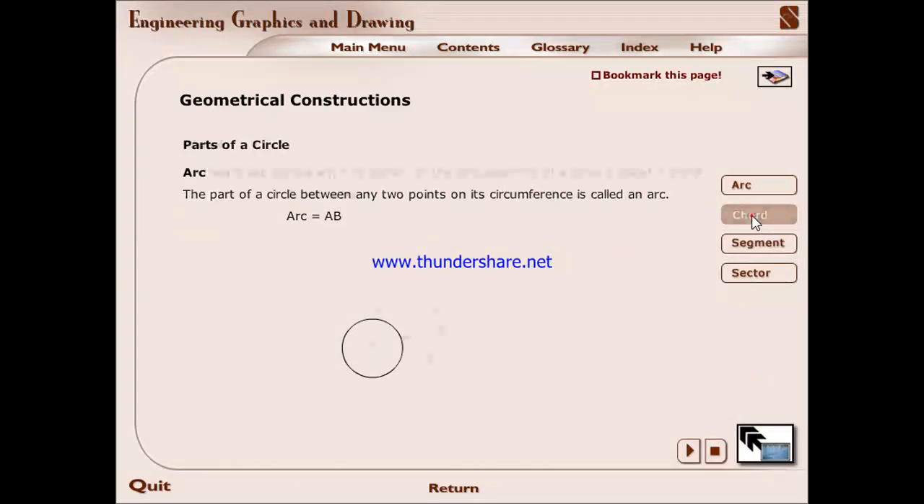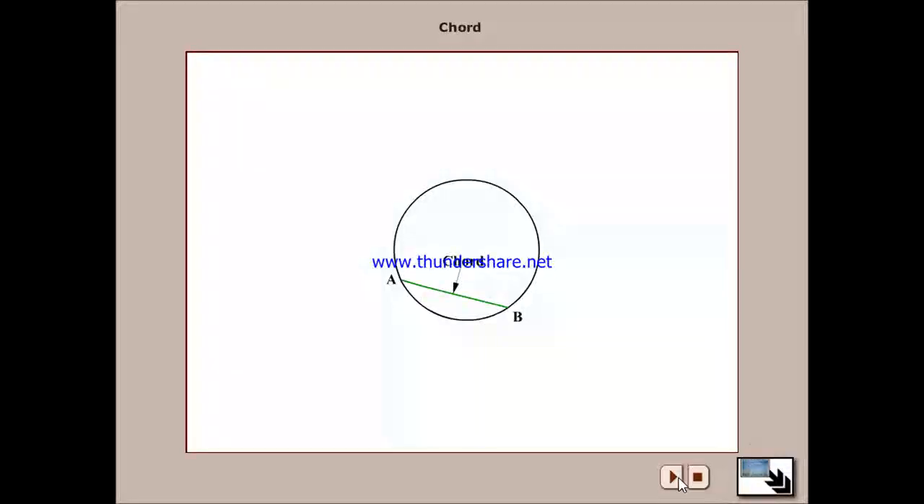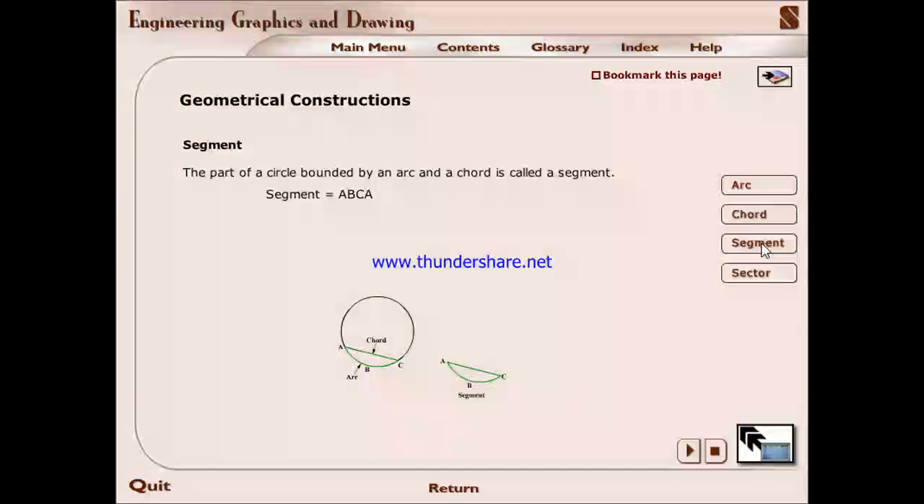Now next, a chord. A straight line joining any 2 points on the circumference of a circle is called chord. That is, chord is equal to AB here. Now, segment. The part of circle bounded by an arc and chord is called segment. Segment is equal to ABCA.